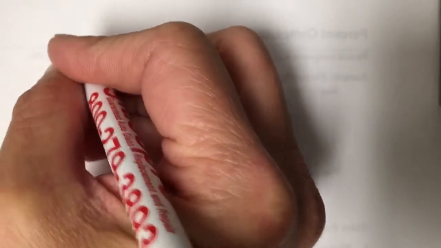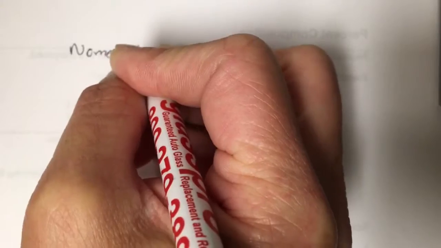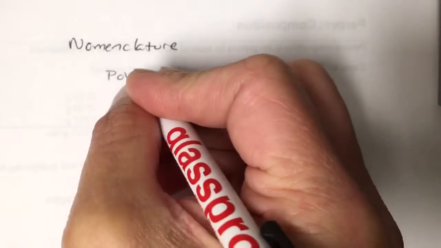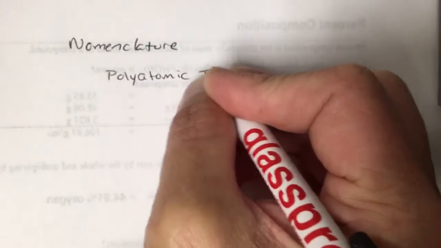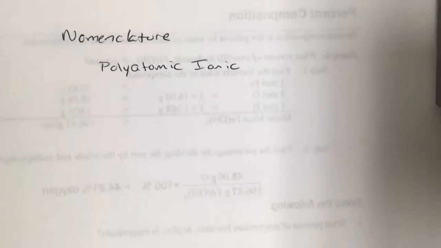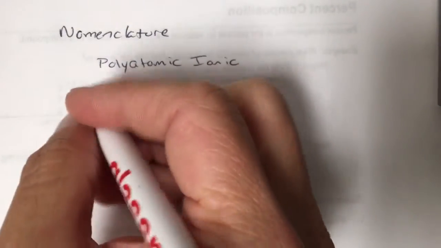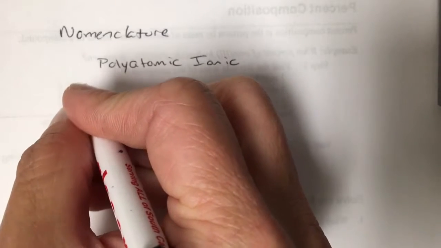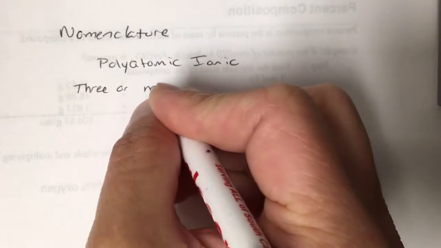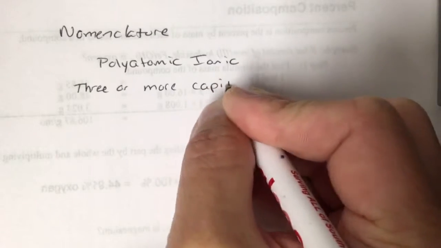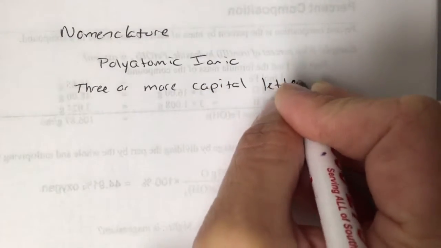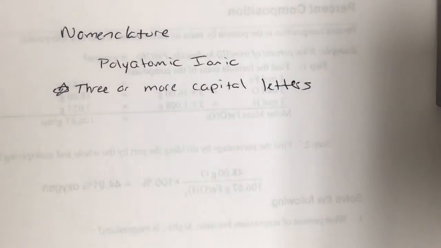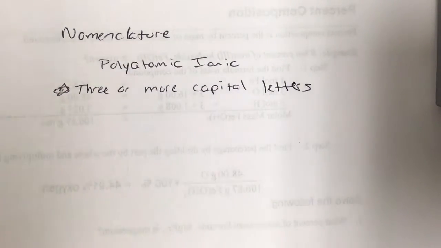All right, this time nomenclature. And this time we're going to do polyatomic ionic. The polyatomic ionic ones contain a polyatomic ion. And the way you'll know it contains a polyatomic ion is that it has 3 or more capital letters. Again, the binary ones have 2 capital letters. The polyatomics have 3 or more.